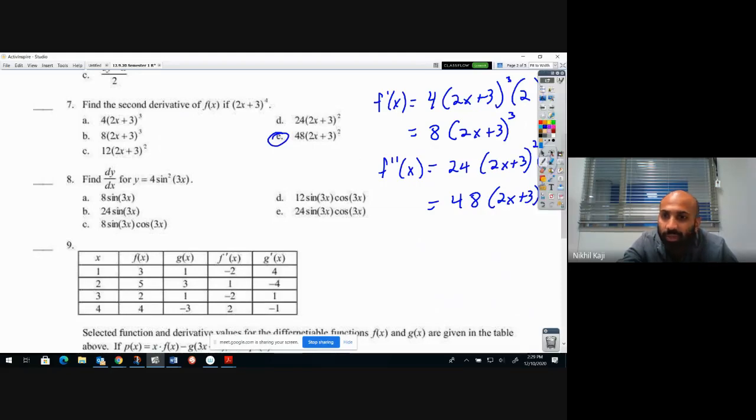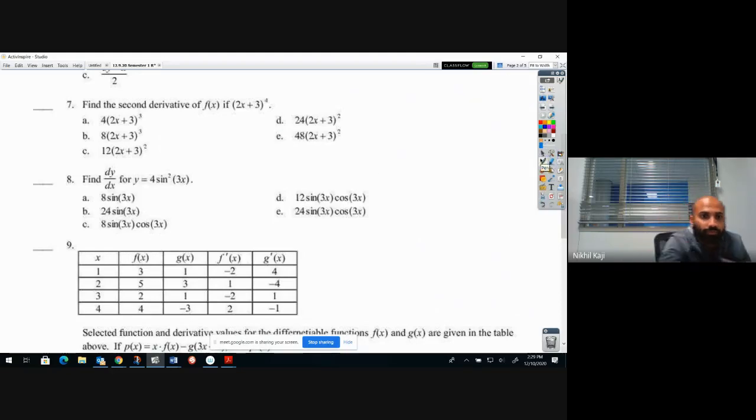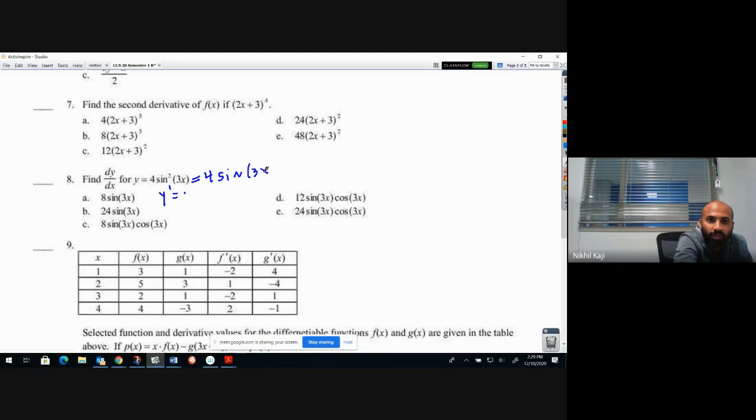Number 8. Here we have another chain rule problem. So here is just the first derivative. So that's y prime equals 4 sine 3x. Let's rewrite it like this to make it look easier. So now, since whenever it's squared with the trig, that means the whole trig part is squared.